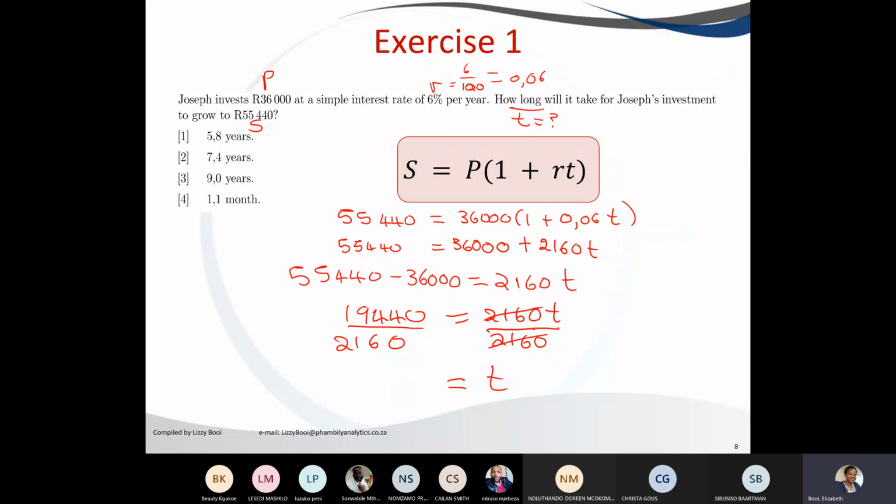Any questions? Hi, Lizzie. Yes. When you said the interest is going to be payable in 4 months, you said it's 4 divided by 12. So if they say the interest is payable in 2 years, then what do you say?